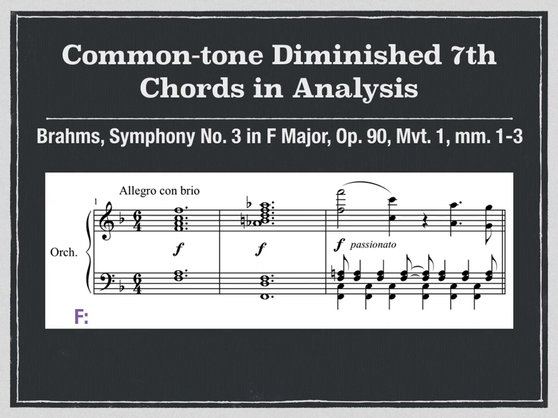While the common-tone diminished 7th chord is most popular in 20th century music, like barbershop quartets, it's also found in Romantic era pieces like this symphony from Brahms. Listen to the opening bars of his symphony in F major.